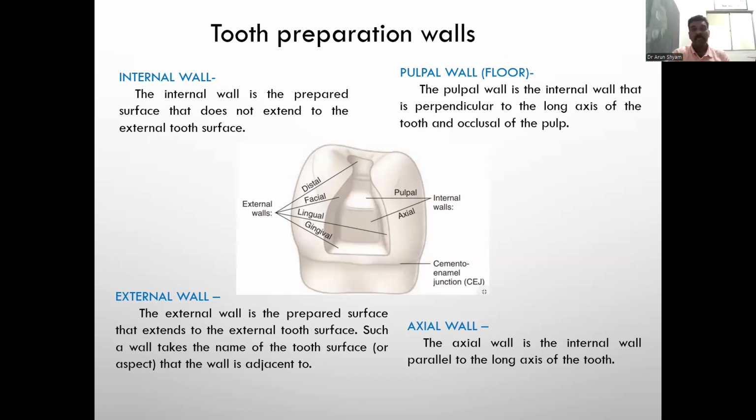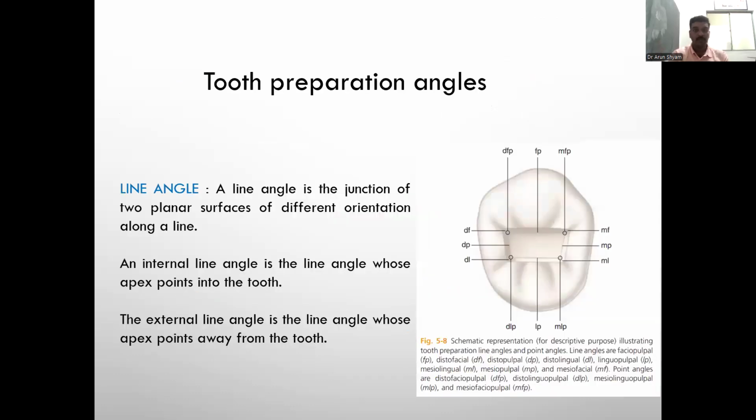Then pulpal floor, the internal wall perpendicular to the long axis of the tooth or occlusal of the pulp. That is called the pulpal floor. And the axial wall is the internal wall parallel to the long axis of the tooth. Pulpal floor is perpendicular and axial wall will be parallel to the long axis of the tooth.